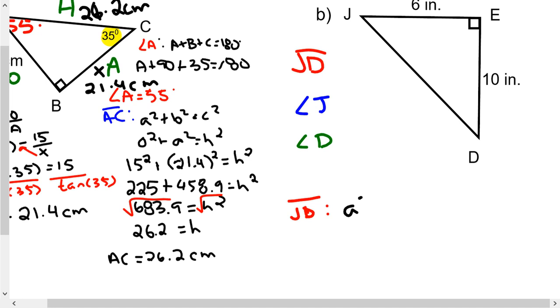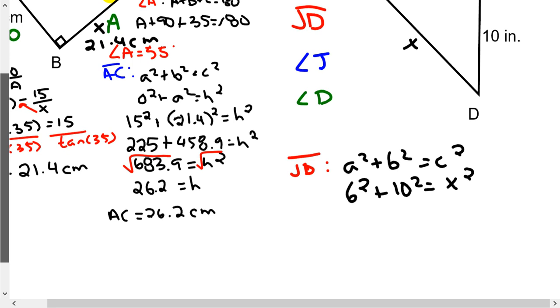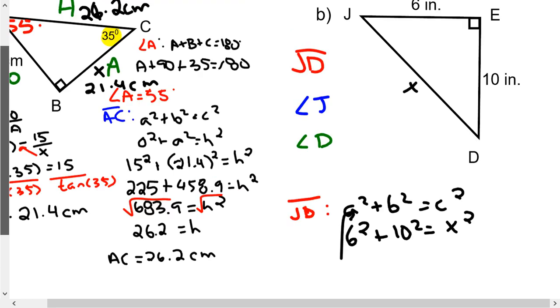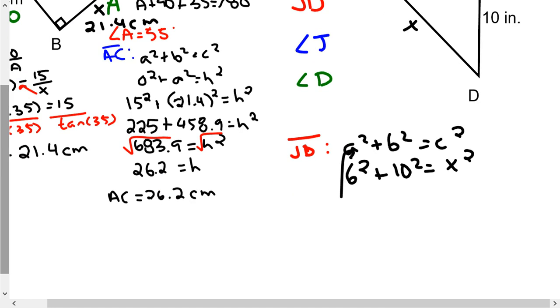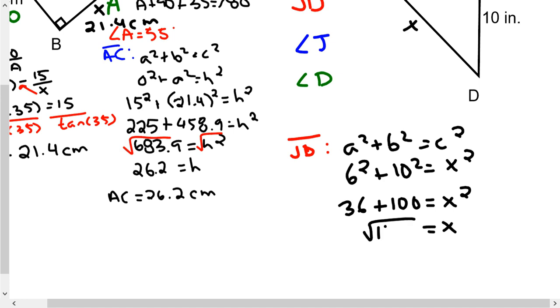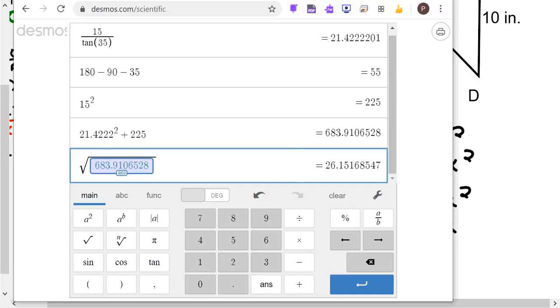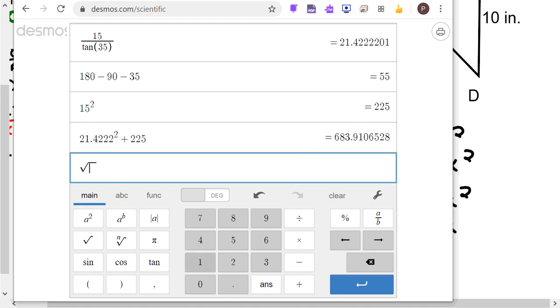Same idea, a squared plus b squared equals c squared. Again, we're looking for the hypotenuse, so our c is going to be our unknown. 6 squared plus 10 squared equals, and we'll call it whatever. We can call it side length x if we want. We could call it JD. 6 squared we get. These ones have some nice numbers, right? Because we didn't have to solve for any of these. They were given to us. 36 plus 100 is x squared. And so that length is actually going to be the square root of 136. We'll figure out what that is. Square root of 136.